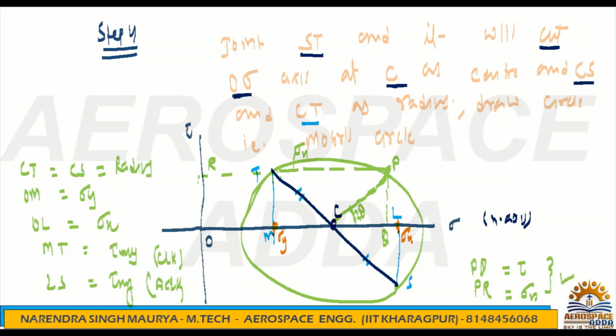So from point P to this vertical line, to check the measurement, this length will be PR, and this PR is nothing but sigma n. That's all. That was your job to do. Okay, that was your finding the value. Now it is completed. So I need to write the conclusion here.